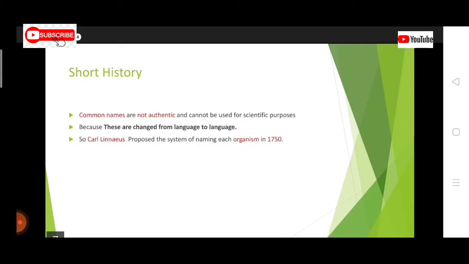A short history of binomial nomenclature: common names are not authentic and cannot be used for scientific purposes because they change from language to language. For one thing, we use different names in different languages. So Carl Linnaeus proposed the system of naming each organism in 1750. In the system of Carl Linnaeus, there is a scientific name which is used worldwide, not in a specific area.